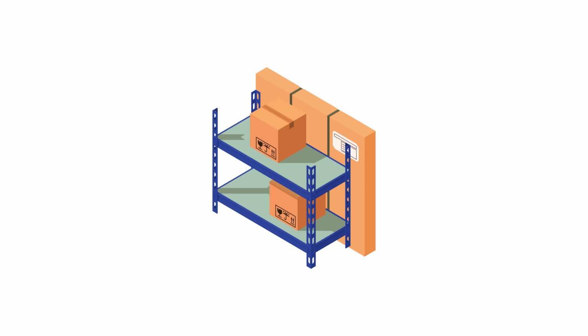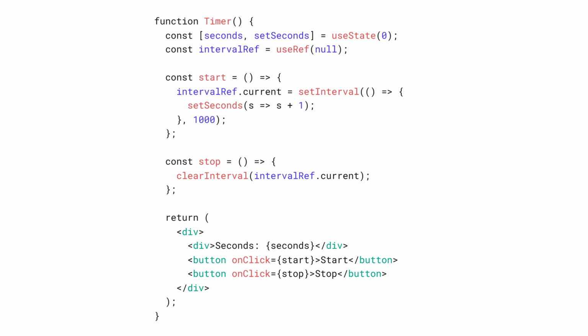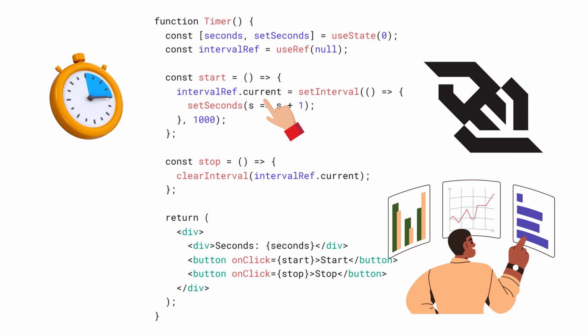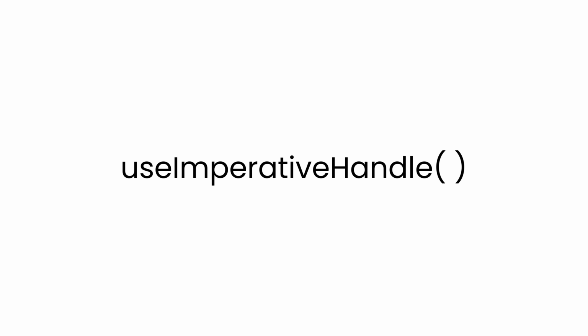But refs aren't just for DOM access. They're also great for storing values that persist across renders without causing re-renders. Here, intervalRef.current acts like a box that holds the interval ID across renders. Unlike useState, updating a ref's .current value doesn't cause the component to re-render. This makes refs ideal for keeping track of values like timers, WebSocket instances, or previous state without affecting the UI rendering cycle.